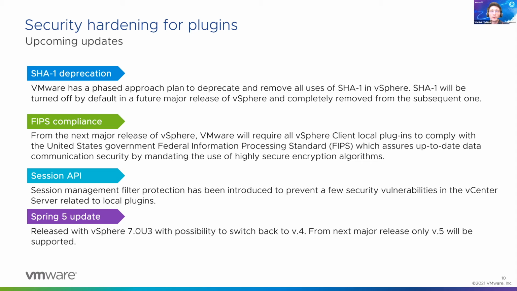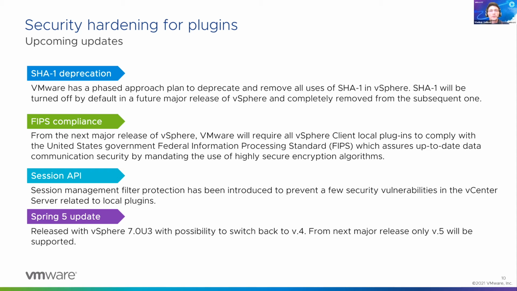So let's go through them one by one. First one is SHA-1 deprecation. Basically, this hash algorithm is gradually deprecated in vSphere. This has already started in 7.0 update 2 and will be incrementally replaced with SHA-256 over the next releases, mostly the next major release. With the next major release, we will also require all local plugins to comply with the FIPS standard for highly secure encryption algorithms.